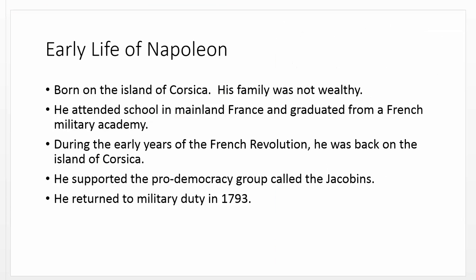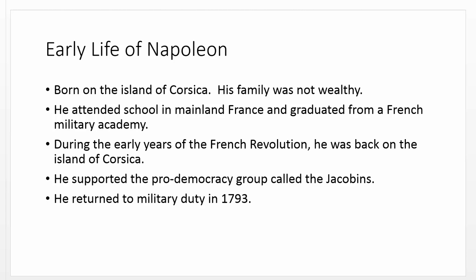First of all, he was born on the island of Corsica. This was an island in the Mediterranean Sea that was later taken over by France. And while much of European society at this time was based on the fact that if you were born wealthy, you remained wealthy, and it was difficult to rise in social class, Napoleon was not from a wealthy family. But he did move to mainland France and did graduate from a French military academy. So all of his background is based on military training.